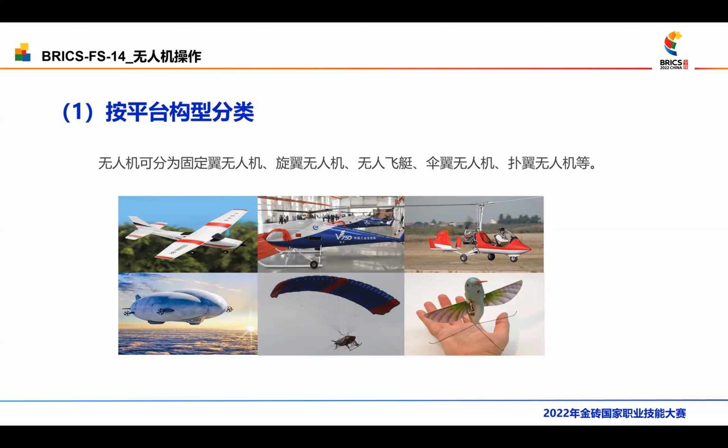Number 4 shows an unmanned airship, which is lighter than air. The reason why it can fly is that the gas in the airship is lighter than air, usually hydrogen and helium. The fifth is the power parachute.